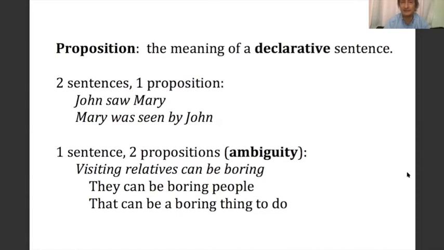We can also have one sentence that is associated with two propositions. This is ambiguity. A standard example is "visiting relatives can be boring." That sentence can be saying one of two different things. It can be talking about those people who are relatives who visit and saying that they can be boring people. Or it can say that the activity of going to visit relatives can be a boring thing to do. If we want to describe those two meanings, one way of doing that is to translate them into logic and give them different logical translations.